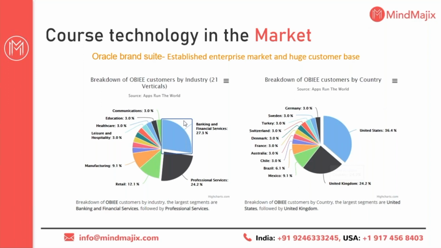On the left side, I have a breakdown of OBIEE customers by industry. If we look at it in detail, we can see that banking and financial services contributes 27.3% of this entire pie chart, which says that OBIEE definitely has the capability to handle highly confidential, high-risk, or rapidly changing data, which tells us that OBIEE in turn has a highly scalable and robust infrastructure.